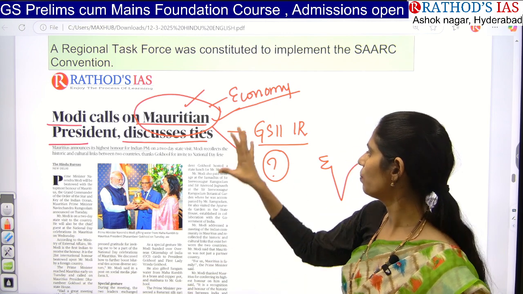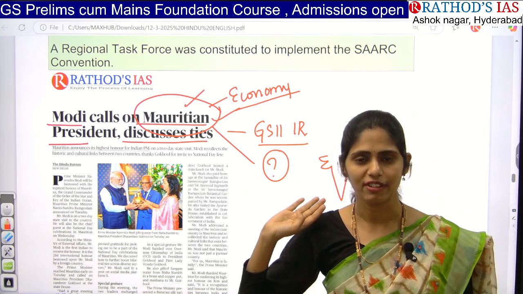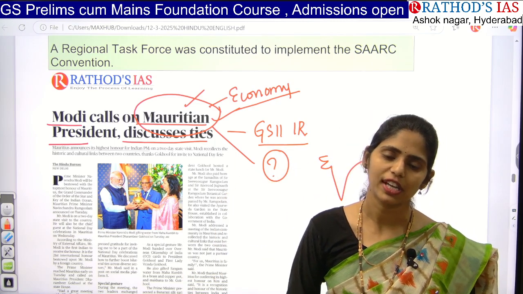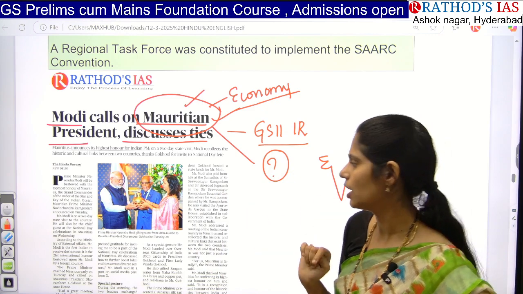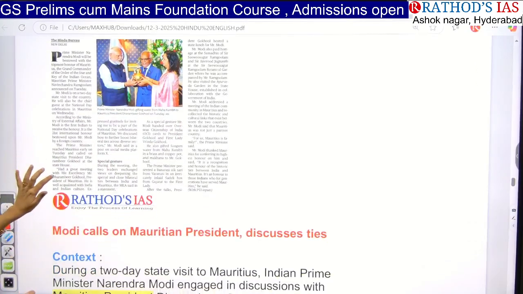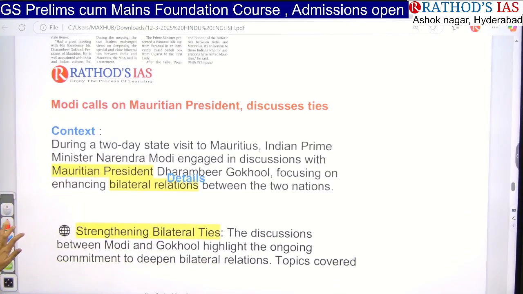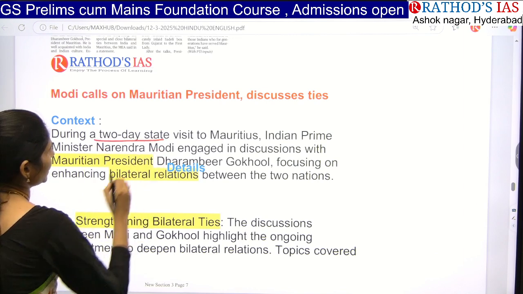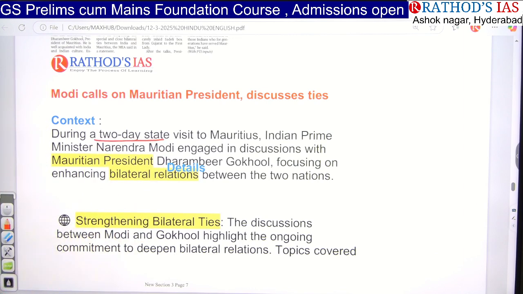Okay, so that is the one important thing we are expecting from Mauritius, that is improving safety and security in this Indo-Pacific region. Now let us see what exactly they said in this article. If you see the context, it says that during a 2-day state visit to Mauritius, our Prime Minister engaged in discussions with Mauritius so that we can improve the bilateral relations between these two countries.